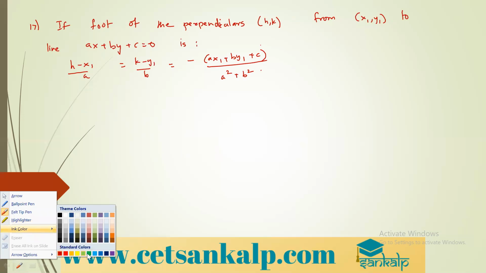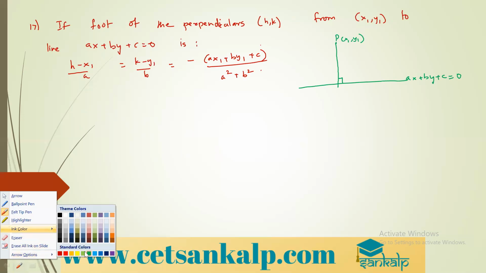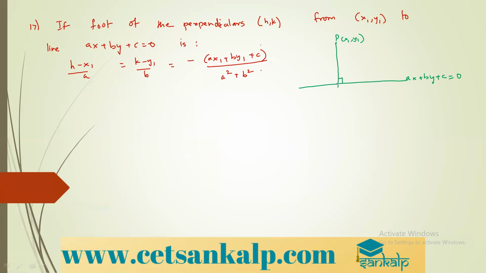First of all, you can understand this with the help of diagram. Suppose there is a point x1, y1. From this point, you are drawing perpendicular to a line. That line is ax plus by plus c equal to 0. And in this process, you are finding the foot of the perpendicular h comma k. So for this, we can use this formula. You will better understand if you take the question number 17.